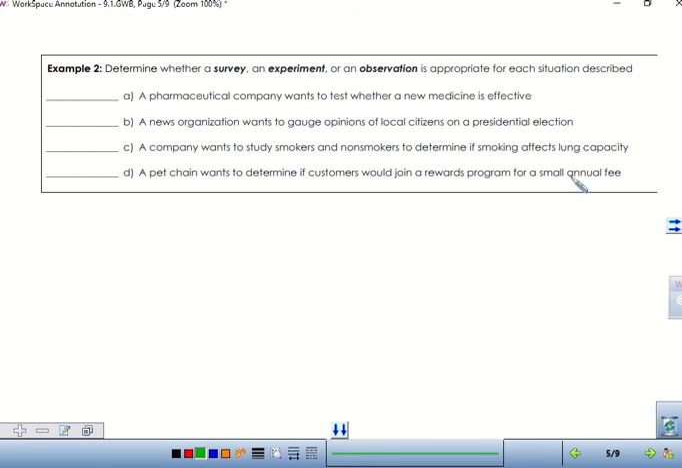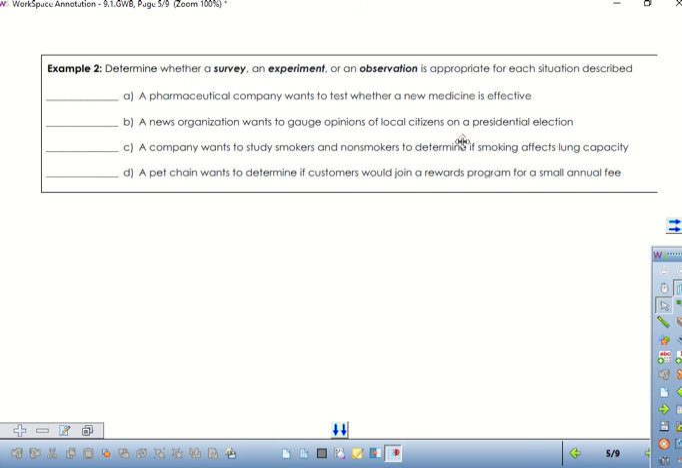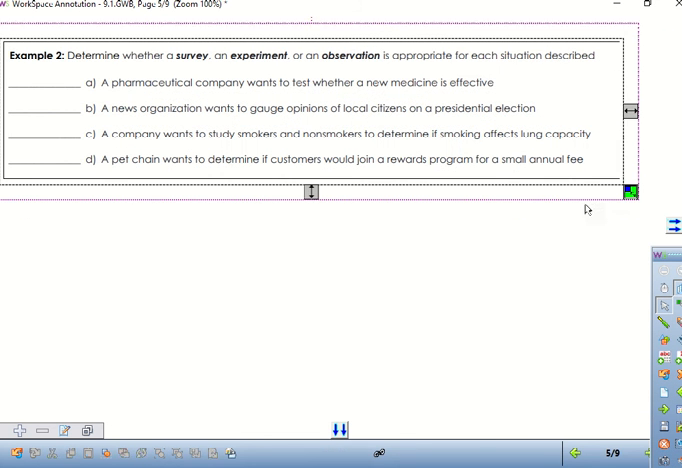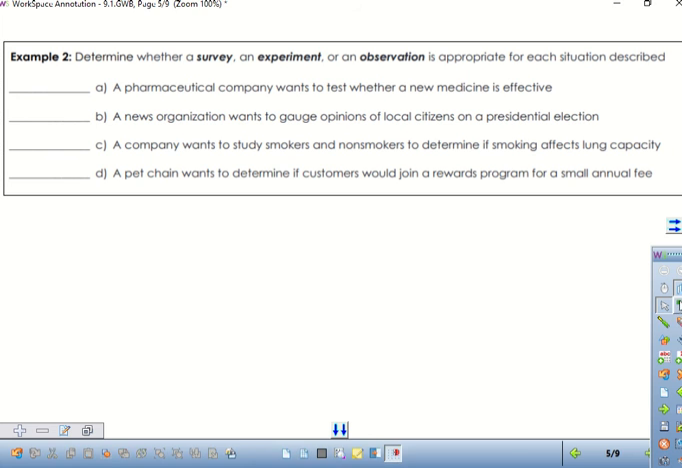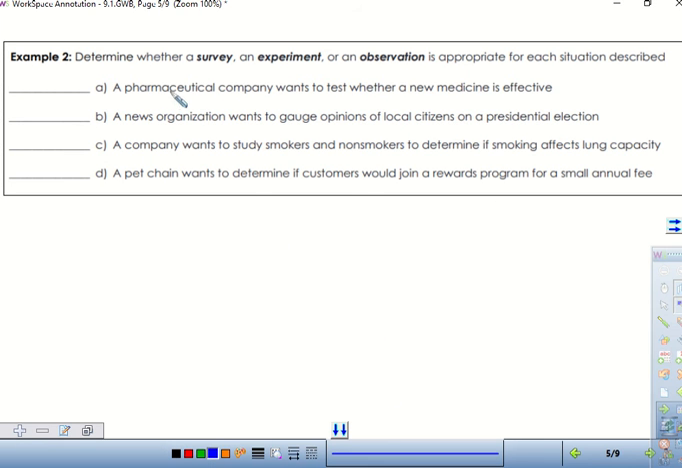So now we're going to look at this one and determine whether a survey, experiment, or observation is appropriate for each situation described. So now we're going to be looking at the types of things that you want to study and which type of statistical collection basically is going to be most useful. So a pharmaceutical company wants to test whether or not a new medicine is effective. What would be the best way to test that? Experiment. Good, an experiment. Because if we just survey random people, is this medicine effective? They're not going to know the answer to that, right? We have to do an experiment. And we can't observe them because they're not taking the medication to be observed yet.